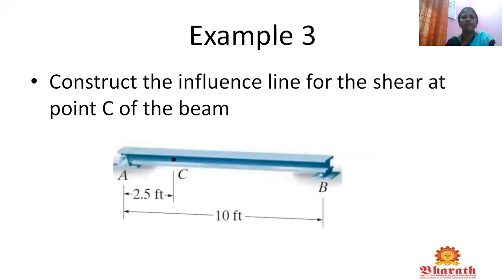Next, one more example we are going to see. Construct the influence line diagram for the shear at point C. So we are going to construct the influence line diagram for point C, for the same span AB of 10 feet, at a point 2.5 feet. So we are going to find the influence line diagram.